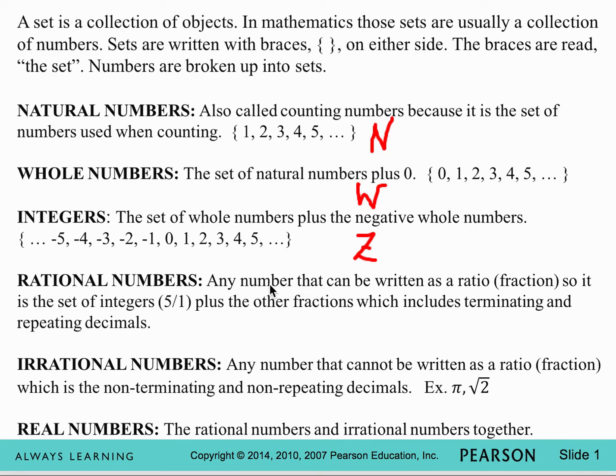A rational number is any number that can be written like a fraction, right? So it includes all of these numbers because I could make all of these look like fractions by putting them over 1, right? So it's all of these numbers plus the other obvious fractions like 2/3, 5.5. But that also includes some of the decimals, right? Any decimal that terminates, has an end, is a fraction, right? Technically, that's 75 over 100, or 3/4.